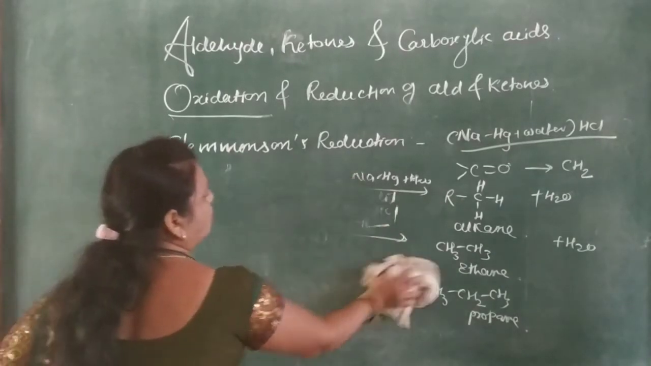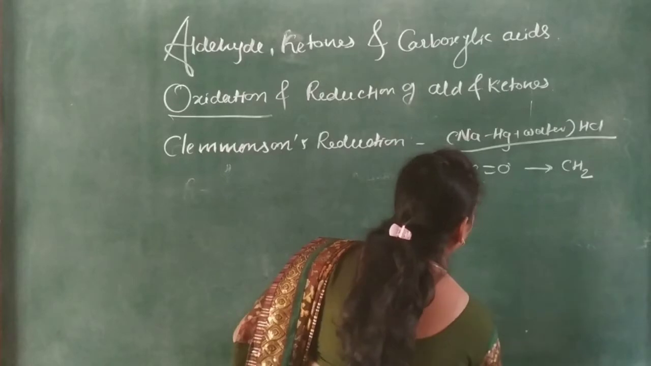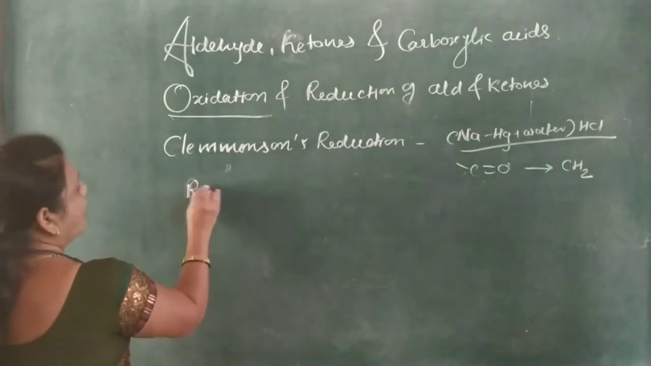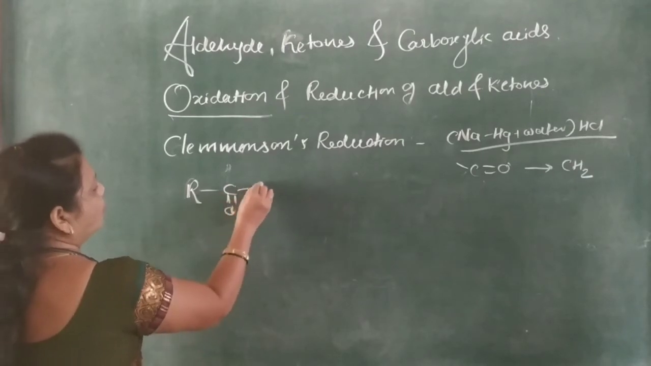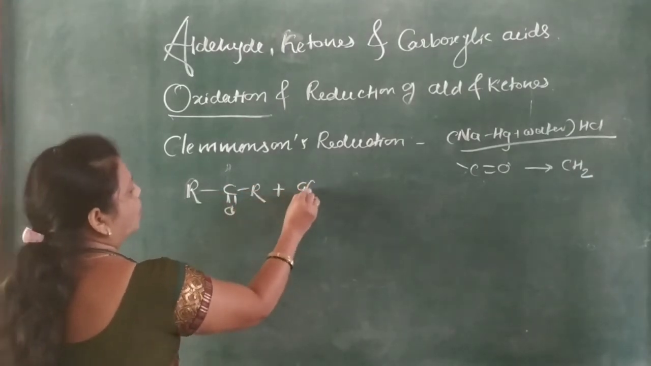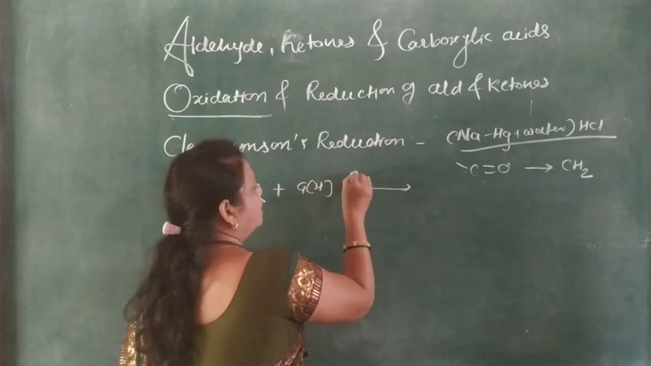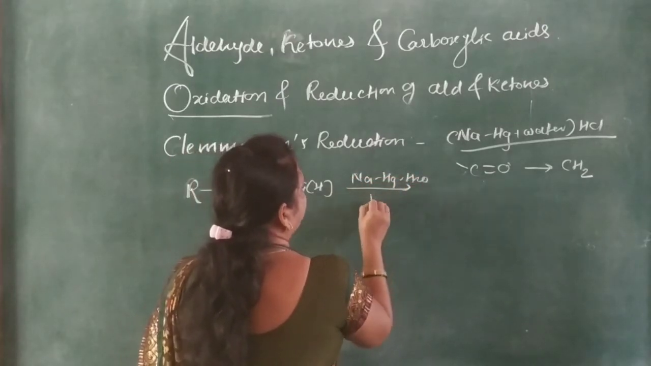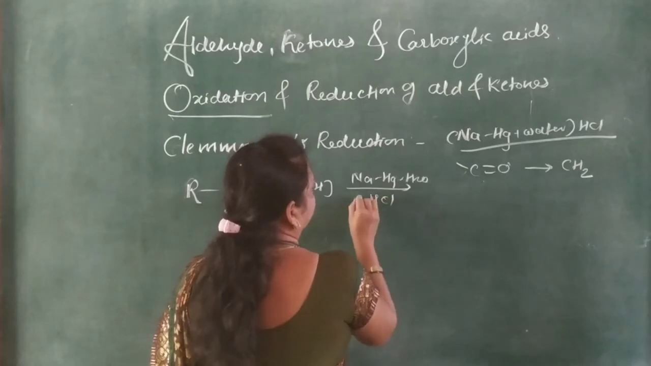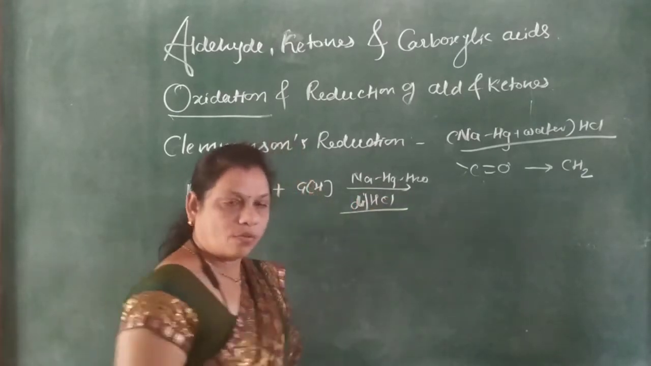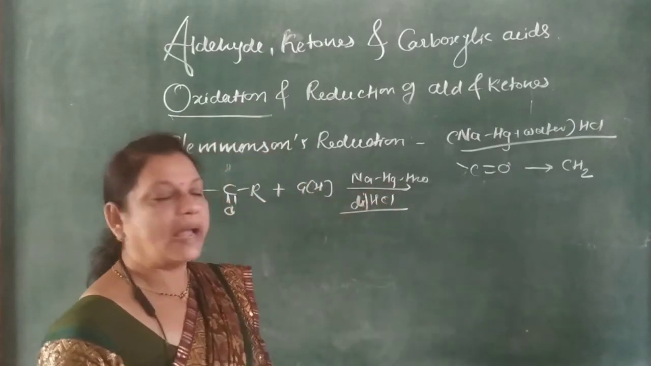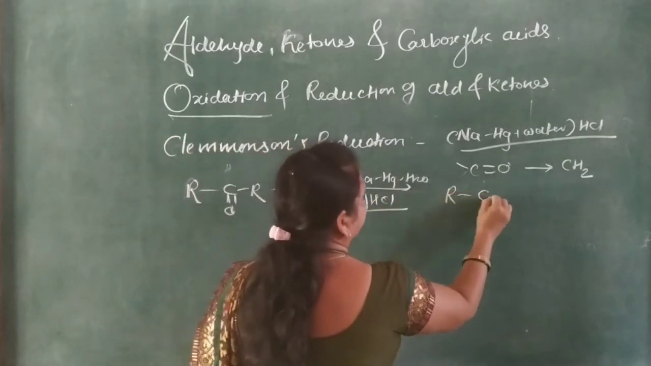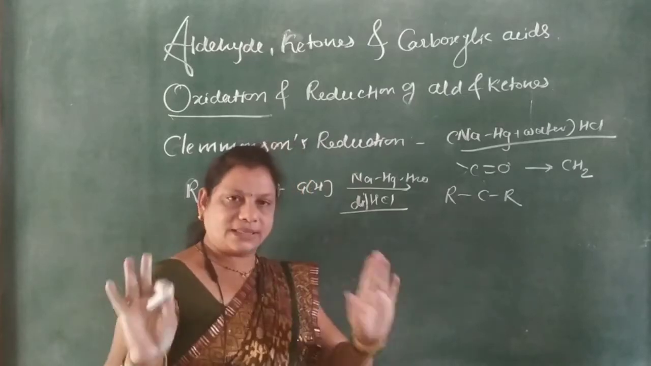Okay. Next one, that is the Clemmensen reduction of ketone. Again C double bond O converts into CH2. Then R C double bond O R plus 4H, again in presence of sodium amalgam, water and HCl. This dilute HCl contains water. So sodium amalgam and dilute HCl. Then here again R, C, R remain as they are.